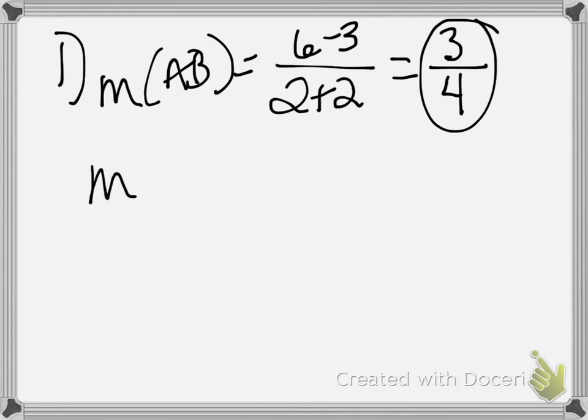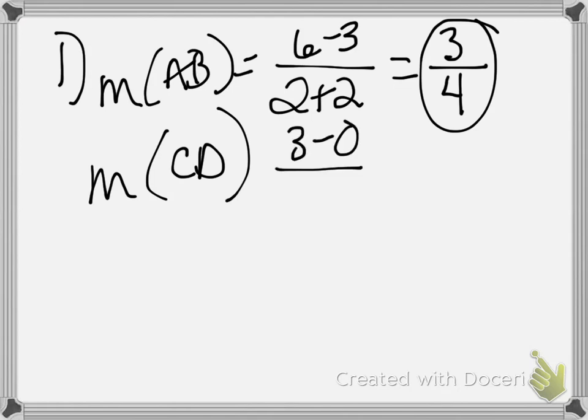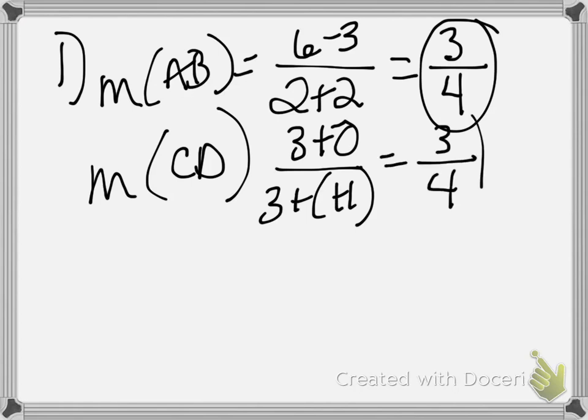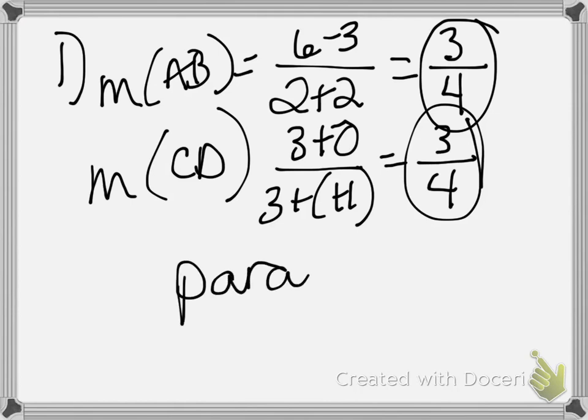The slope of the next line: we have 3 minus 0 on the top, 3 minus -1 on the bottom. Keep change opposite, and you get 3/4. So these lines are what? Parallel. They have the same slope. So they are parallel lines.